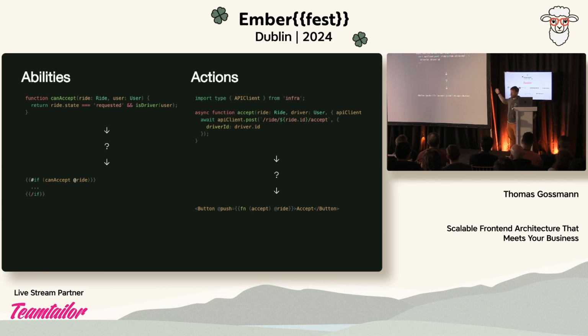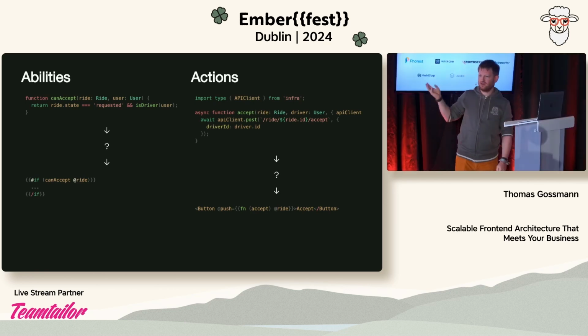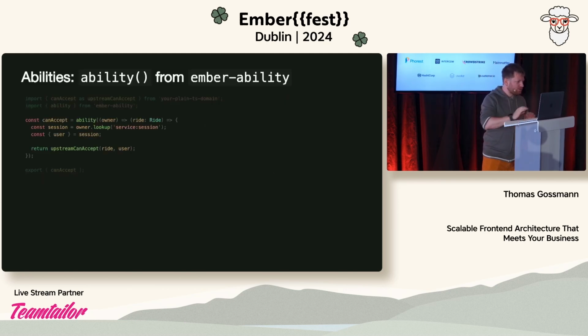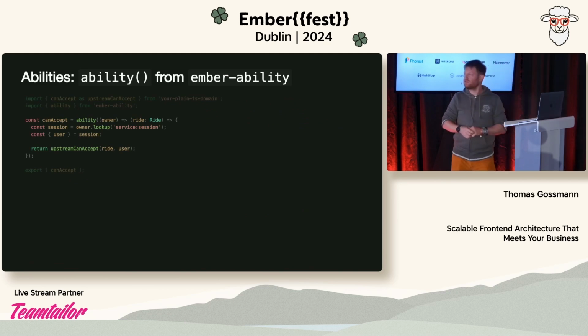And the same thing on the action on the right. We would need an API client here as well for the infrastructure service, and we also drop that. So let's see what this miracle is about. To do that, I have an ability function from the Ember ability package. What this is doing is we have an ability that takes a factory function and returns us the new function that we want to use in the template.